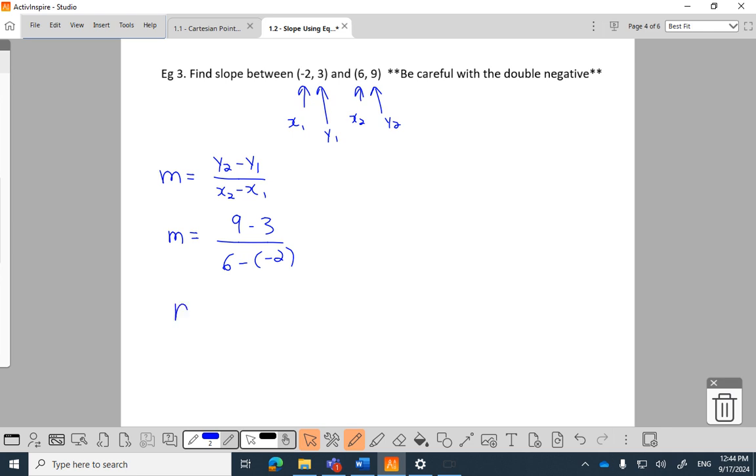Now, the numerator's not bad. 9 minus 3 is 6. But 6 minus -2, this might be too many negatives for you. So that's when you use your calculator. Maybe not. Maybe 6 minus -2 is no problem for you. What is 6 minus -2? 6, subtract a -2. Instead of going down to, Leah? It's 8, yeah.